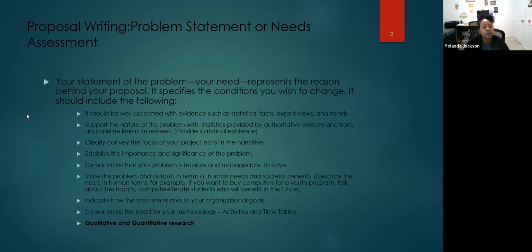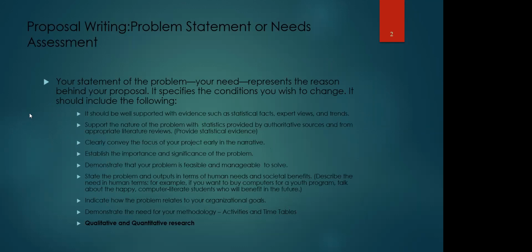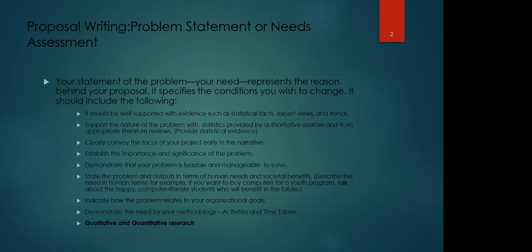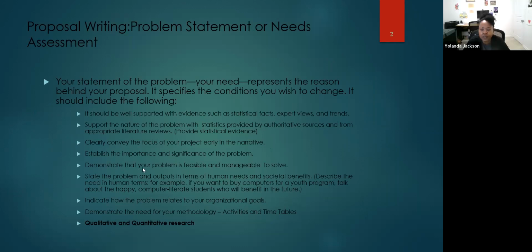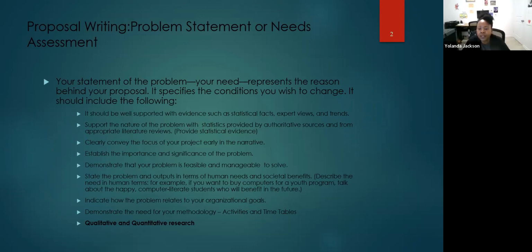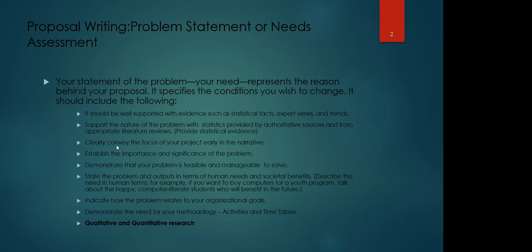Okay, let's continue. Now read for me that first paragraph. Your statement of the problem, or your need, represents the reason behind your proposal. It specifies the conditions you wish to change. It should include the following. It should be well supported with evidence such as statistical facts, expert views, and trends. Second, support the nature of the problem with statistics provided by authoritative sources and from appropriate literature reviews. And you want to provide statistical evidence. Excellent, because you're going to learn about how to do all this research.